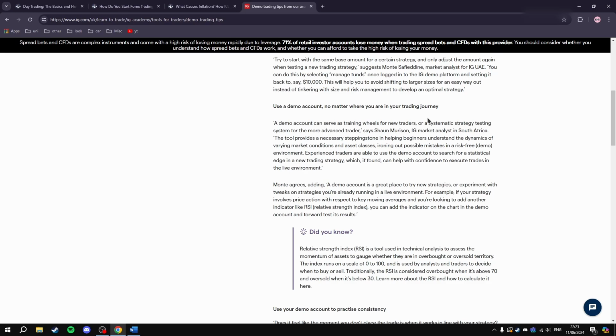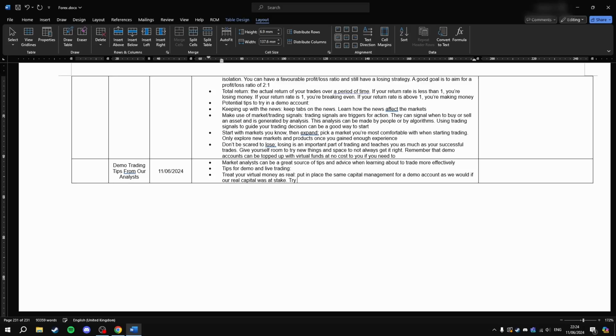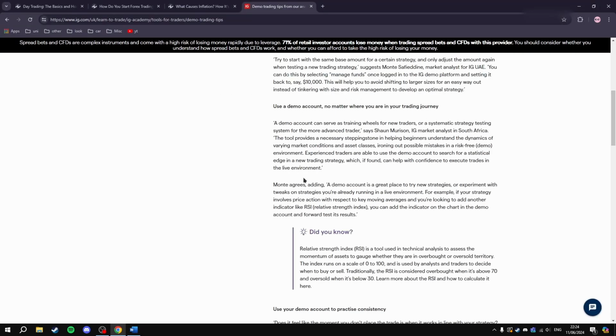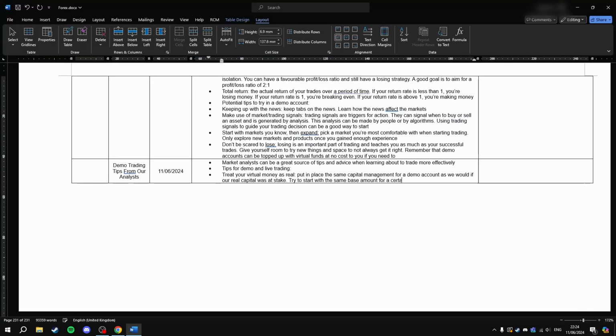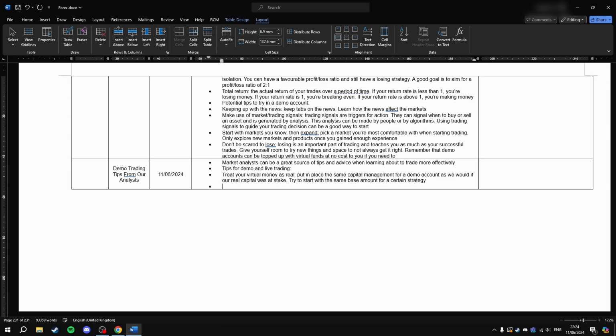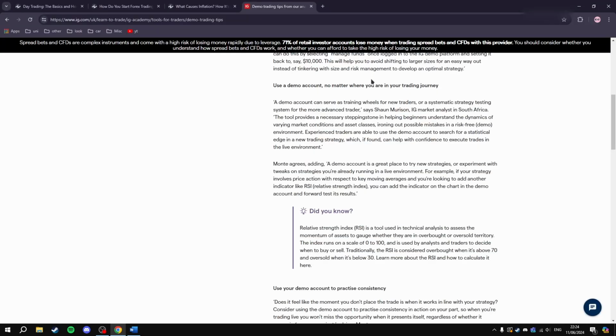This will help you to avoid shifting to larger sizes for an easy way out instead of tinkering with size and risk management to develop an optimal strategy.